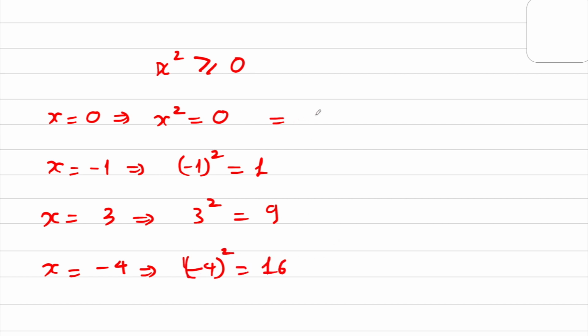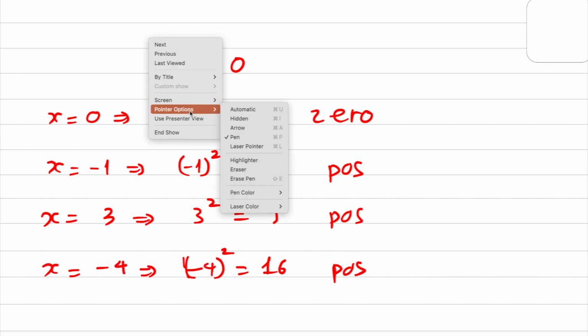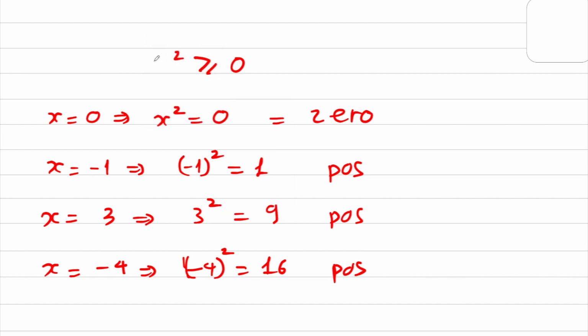This is 0. That is positive. And this one also is positive. That's why you get this inequality: x squared is always greater than or equal to 0.